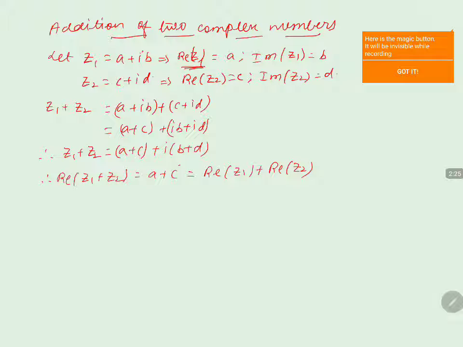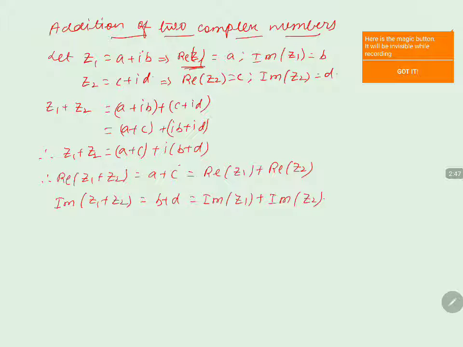The next one is the imaginary part of Z1 plus Z2. The imaginary part of Z1 plus Z2 is nothing but B plus D, and we can write B as the imaginary part of Z1, while D is the imaginary part of Z2.